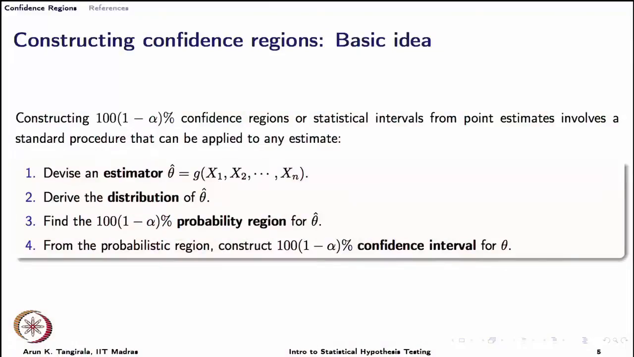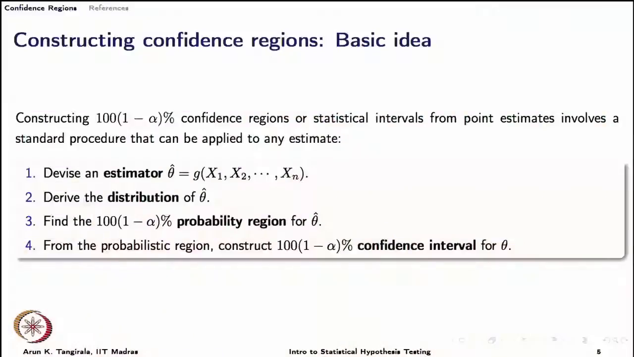So, let us go through this basic procedure for constructing a confidence region for any estimation problem. The first thing is to devise an estimator. This means that the confidence region obviously depends on the estimator, naturally so, because the width of the confidence region depends on how much error an estimator is making in estimating a parameter, and that can change with the estimator. So, first choose your estimator. For example, in the estimation of mean, your estimator could be the sample mean, the sample median, or the sample mode, whatever you choose to do.